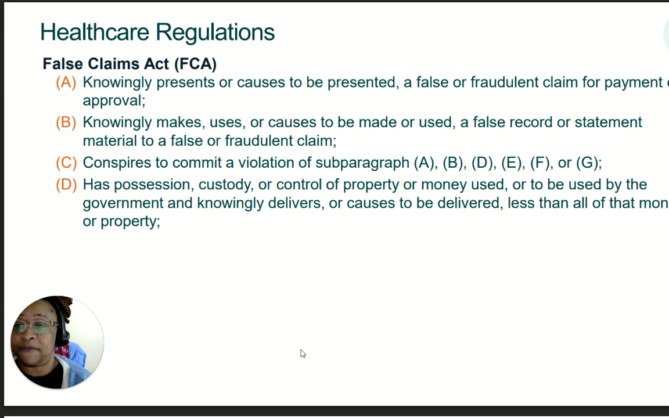Conspire to commit a violation of subparagraph A, B, D, E, F, or G. Has possession, custody, or control of property or money used or to be used by the government and knowingly delivers or causes to be delivered less than all of the money or property.